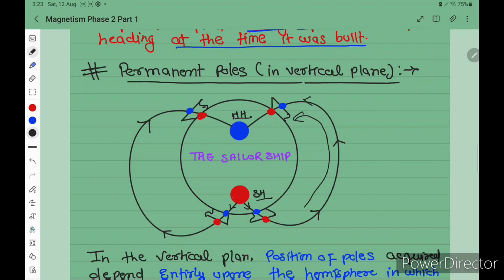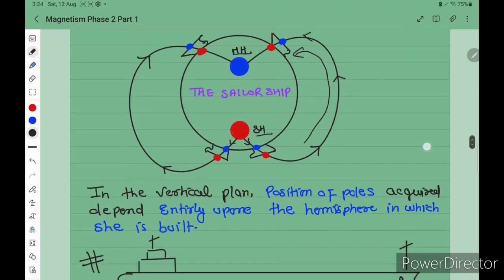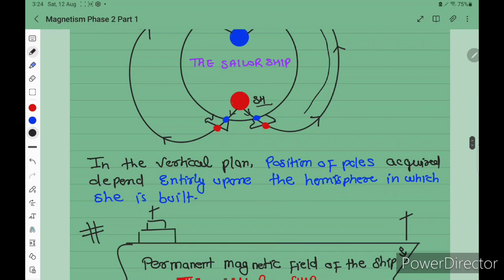If your vessel is in the north hemisphere, it will acquire blue on top and red on the bottom. So just remember all the diagrams, red and blue. It's very simple. One more way to remember this: in earth's magnetism, red is down, blue is on top. When it enters, it is blue because it is opposite to red, and then again red. In the vertical plane, the position of poles acquired depends entirely upon the hemisphere in which the ship is built.